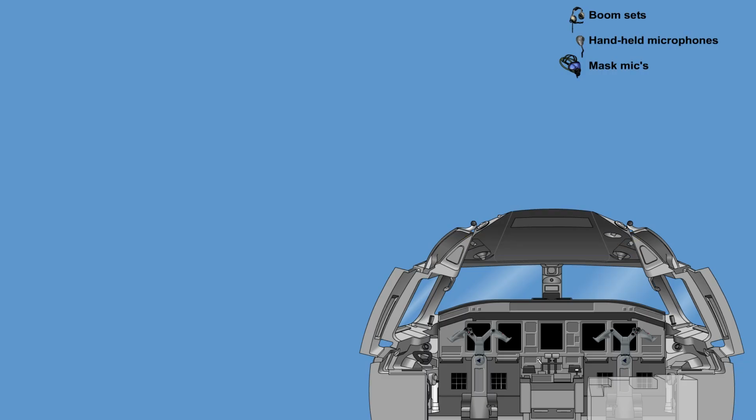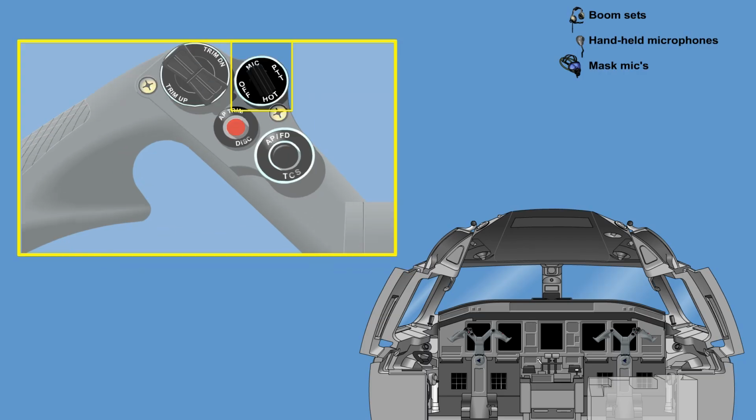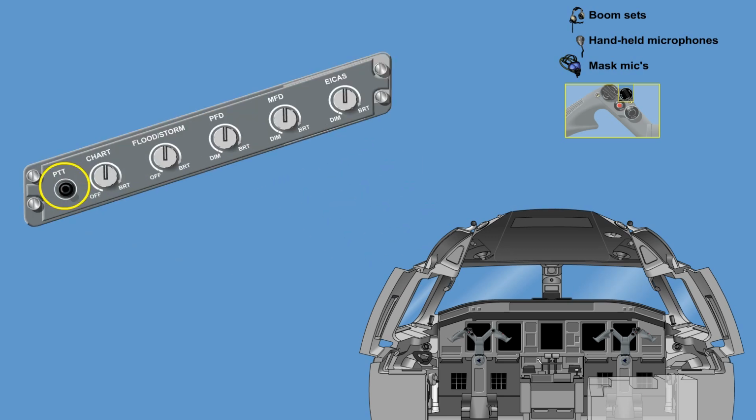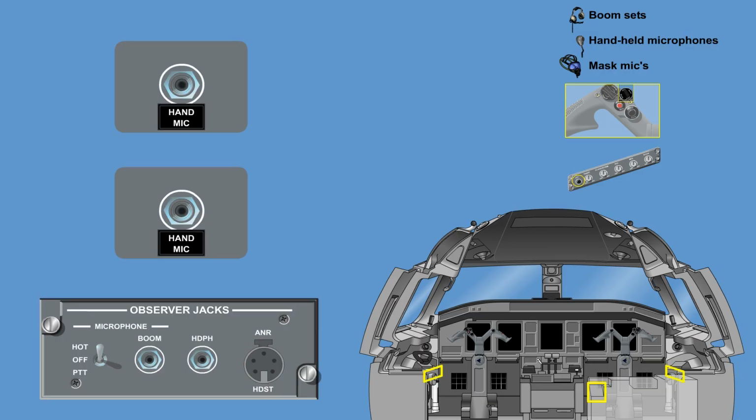To activate transmission via the microphones, there are push-to-talk, hot mic switches on each yoke, and one push-to-talk button on each side of the glare shield. Three jack panels are located in the cockpit. The observer's jack panel has an integrated push-to-talk hot mic switch.